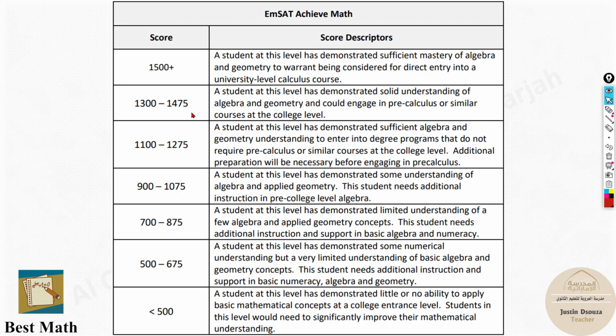So anyways, if you have already tried EmSAT and you got a low mark, please do try again. Try to aim over here, try for the top marks. You can even go more than 1500, and it is definitely possible. After watching this video, you will realize it is not that difficult. And if you solve more and more problems, it is much easier.